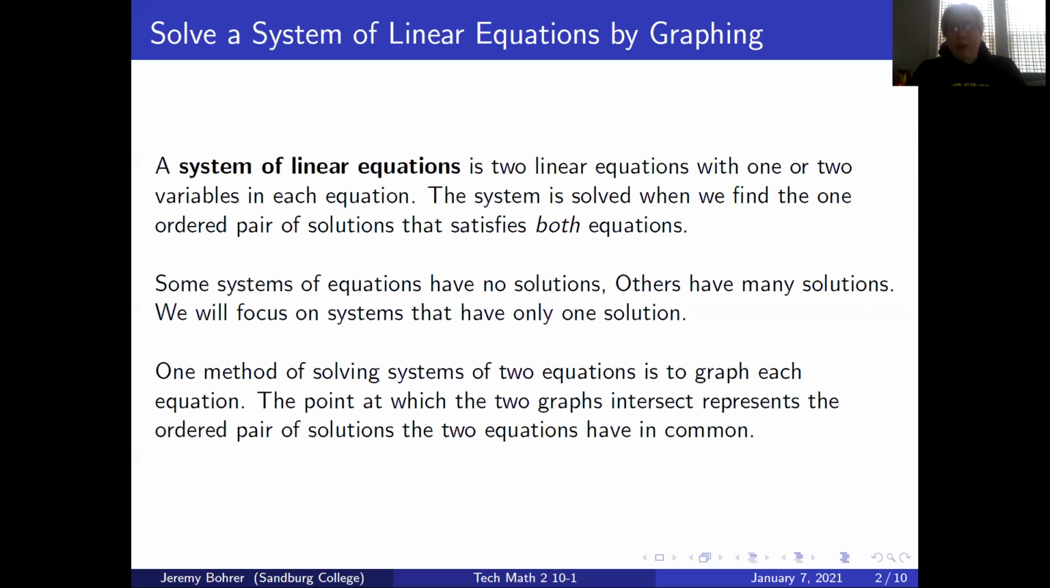Some systems of equations have no solutions. Others have many solutions. We will focus on systems that have only one solution. One method of solving systems of two equations is to graph each equation. The point at which the two graphs intersect represents the ordered pair of solutions these two equations have in common.